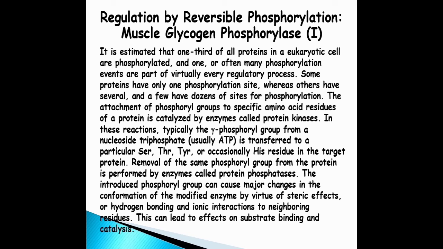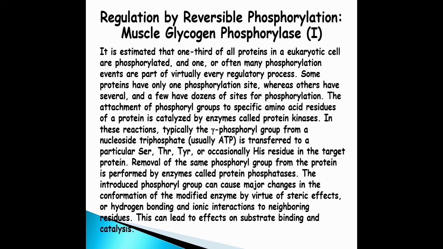Regulation by reversible phosphorylation, for example muscle glycogen phosphorylase. It is estimated that one-third of all proteins in a eukaryotic cell are phosphorylated, and one or often many such events are part of virtually every regulatory process. Some proteins have only one site, whereas others have several, and a few have dozens of sites for phosphorylation.